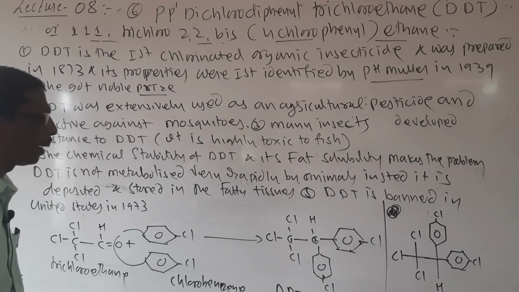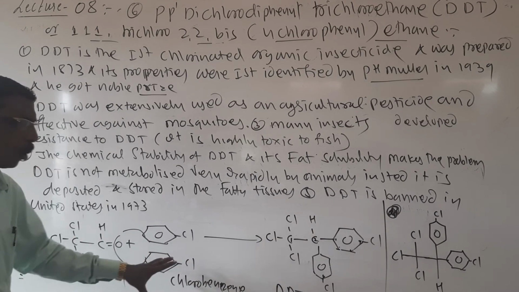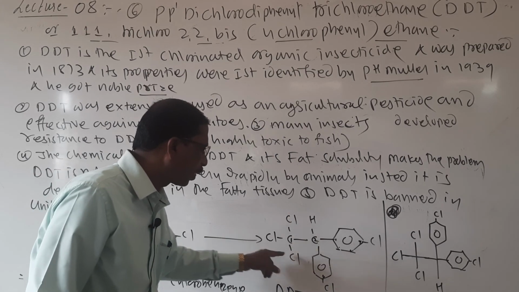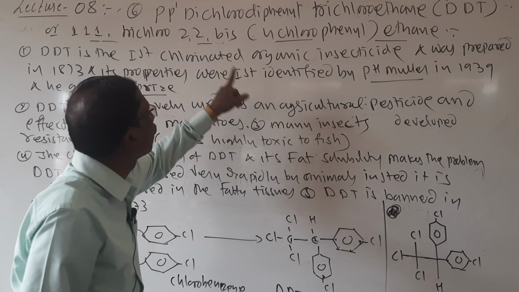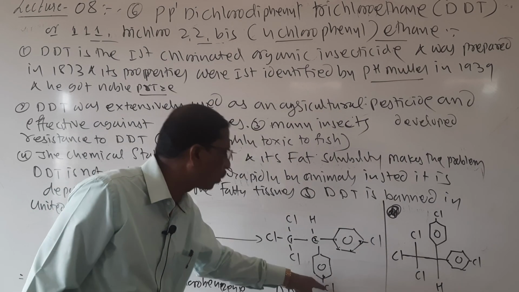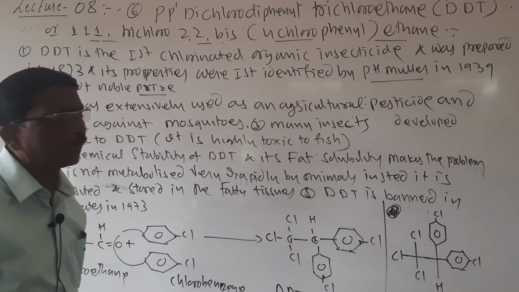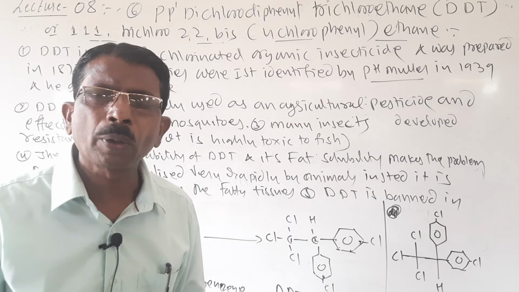They ask for a 1 mark question, so don't write the preparation. I just wrote the preparation here. To remember this: it is 1,1,1-trichloro, 2,2-bis, and in bracket you write 4-chloro, meaning there is chlorine on each ring, phenyl ethane. Or you may write simply DDT, dichloro diphenyl trichloroethane.